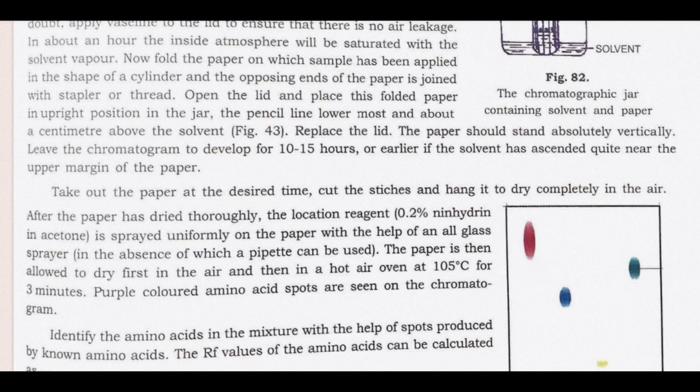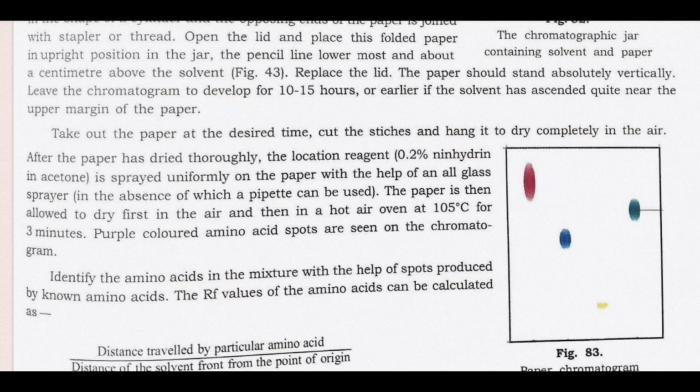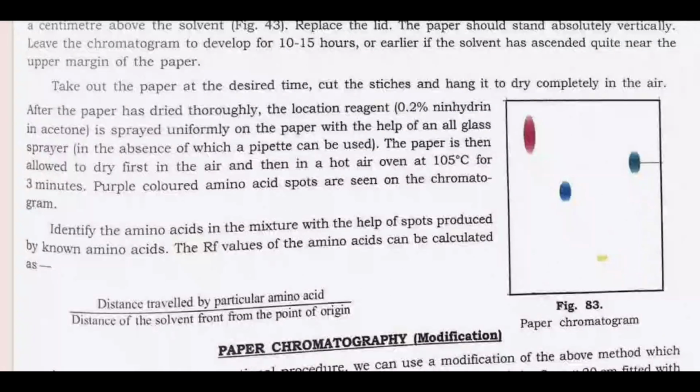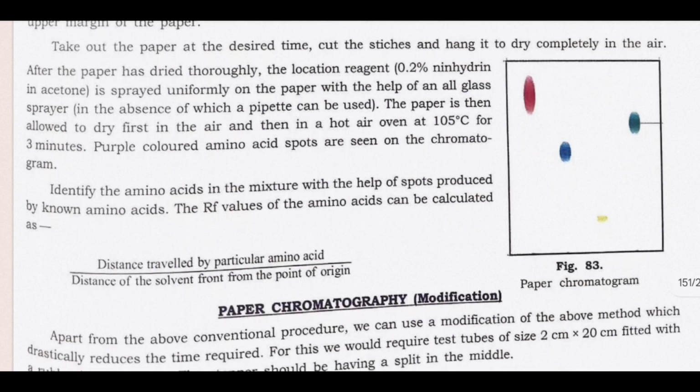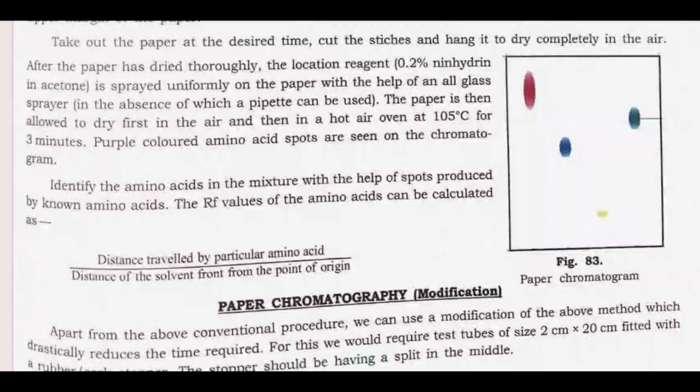Purple colored amino acid spots are seen on the chromatogram. Identify the amino acids in the mixture with the help of spots produced by known amino acids. The RF value of the amino acids can be calculated as the distance traveled by a particular amino acid upon the distance of the solvent from the point of origin.